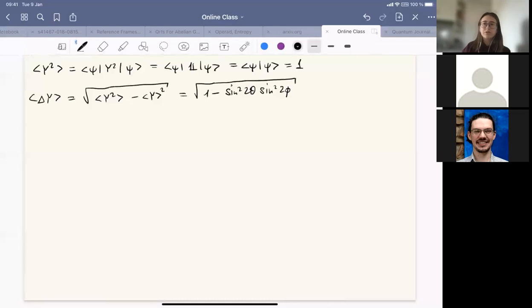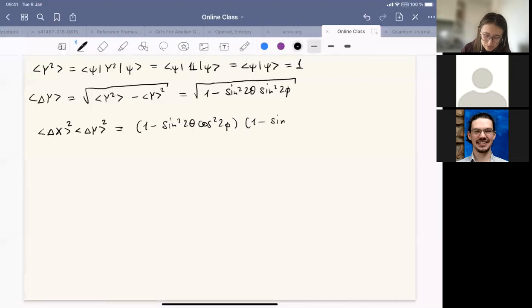So now the final step, and then we can have a small break. So now let us consider delta x and delta y, the variances, multiplied. And for simplicity, let us consider the square of this expression. What is this? This is 1 minus sine squared 2 theta cosine squared 2 phi, times 1 minus sine squared 2 theta sine squared 2 phi.